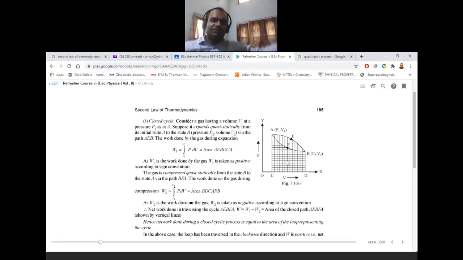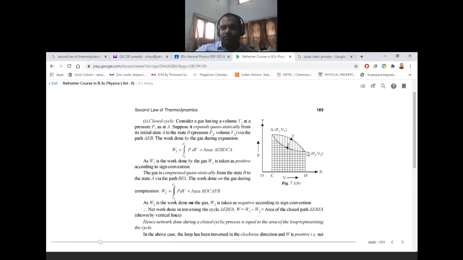So this is a cyclic process, A to B, B to A. Now what is the work done during the cyclic process? How will you calculate the work done? The transition is not along the same path, but along two different paths. When there is expansion, the volume is increasing from C to D. C and D are nothing but volume values, because the volume is plotted along the x-axis and the pressure is plotted along the y-axis.